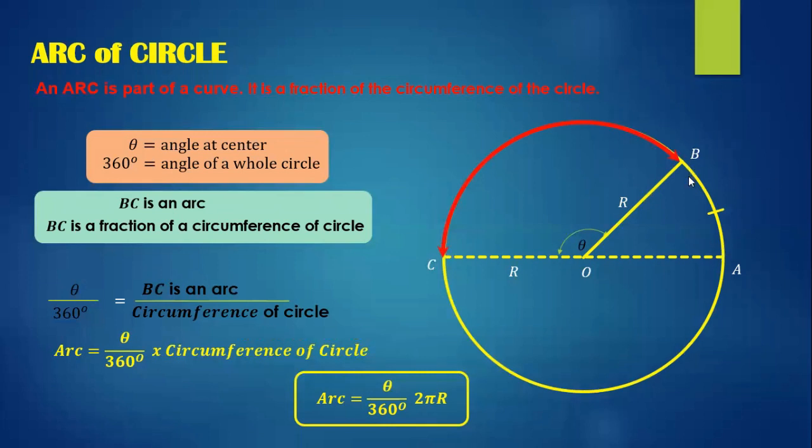Very easy, right, students? Yes, that's very easy to find the arc of a circle. Once again, an arc is a fraction of the circumference of the circle. Okay, students, to make sure this method is clear to you, how to find sector and arc, you'll find several questions to solve. Here, example 1.